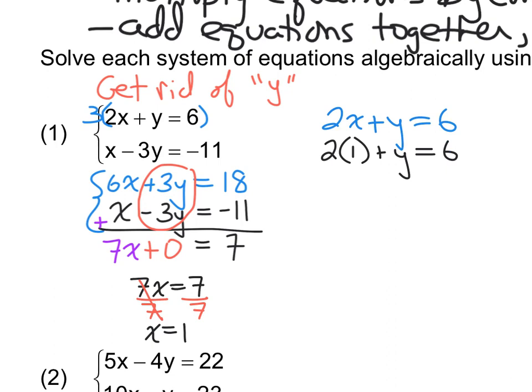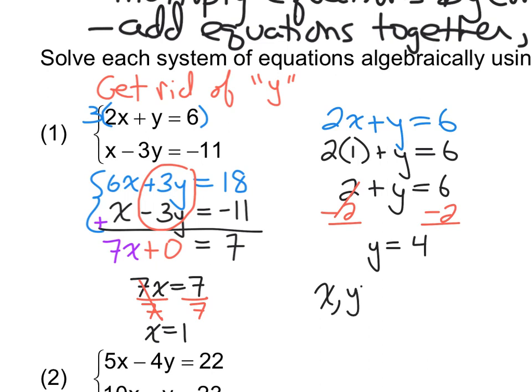Replace the x with what we now know it is, in this case a 1. And I'll have 2 plus y equals 6. And then you can subtract off the 2. And you get y equals 4. So now I know that x and y have solutions of 1 and 4.